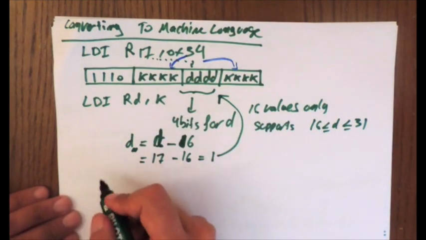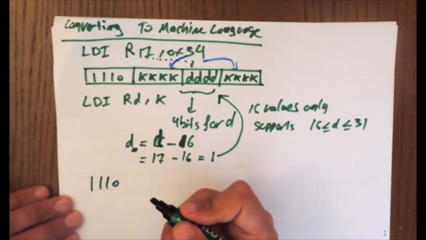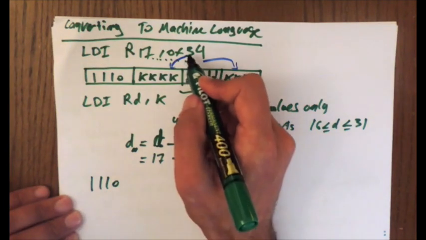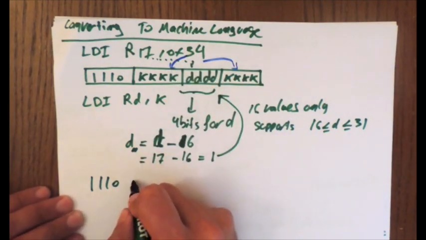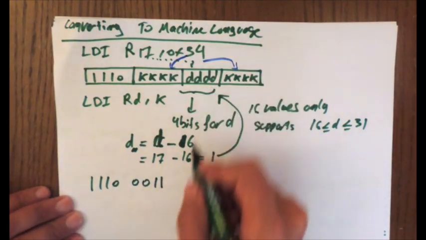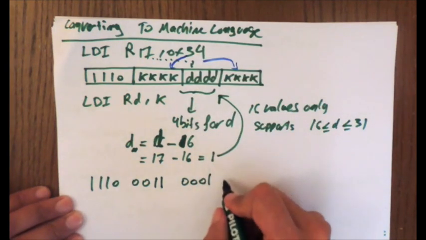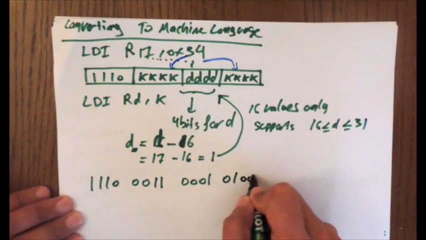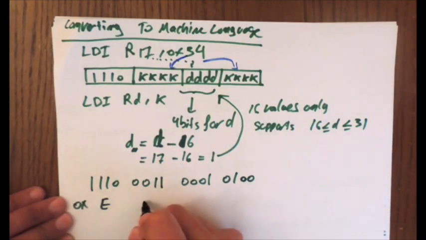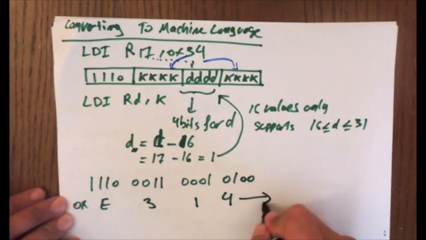So now what will happen is that we will have 1110, which is the opcode, what tells us this is an LDI instruction. Then this 3 will go here, so we have 0, 0, 1, 1. The D will go there, 0, 0, 0, 1. And then the rest of the K, which is the 4, will be 0, 1, 0, 0. So now if I want to write it in hex, it will be 0xE314.